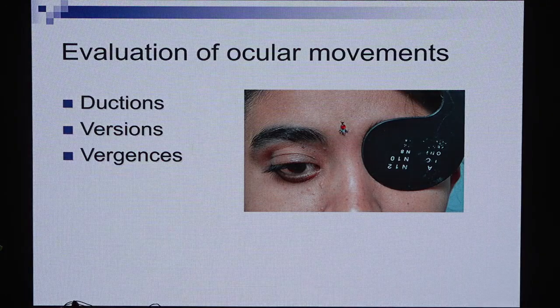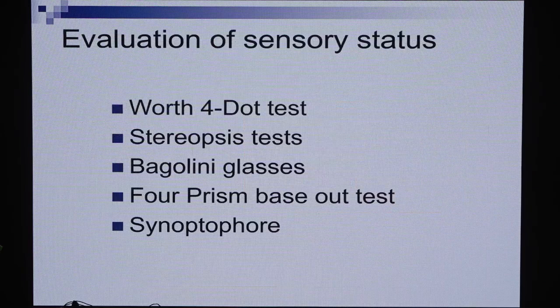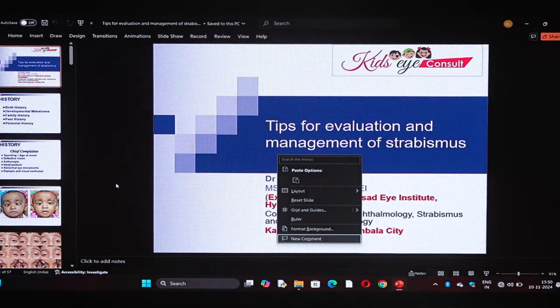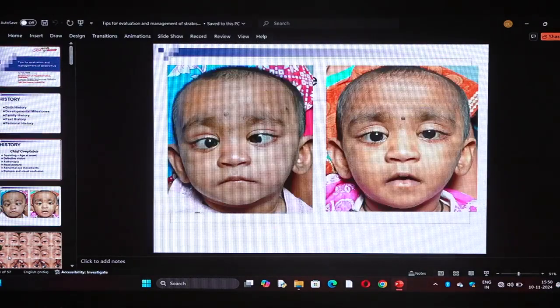Whenever we have a movement limitation, always check for versions also, ductions also. Very common to have reported an underaction of one of the muscles, when because of overaction in one of the muscles, we commonly label it as an underaction. So we should always be checking ductions as well. Worth dots, stereopsis, more for theoretical. We don't use them that commonly now practically. Hess screening we use for those patients where we are monitoring them for their nerve palsies. The last slide.